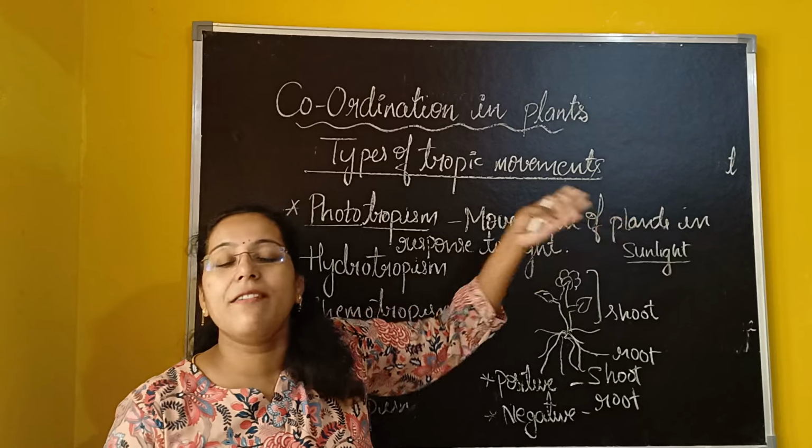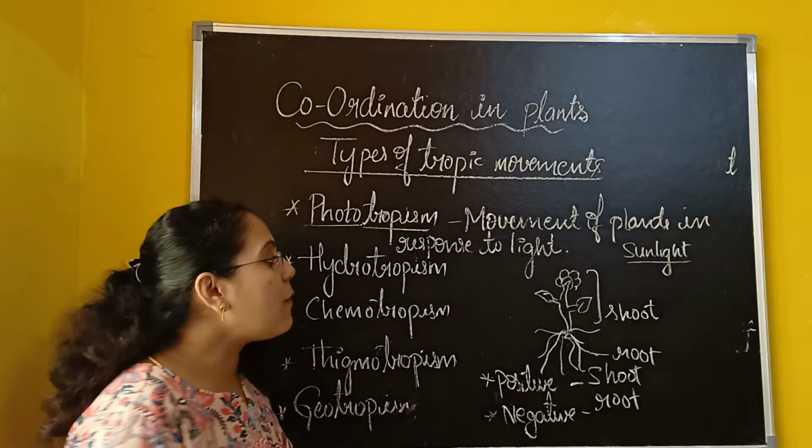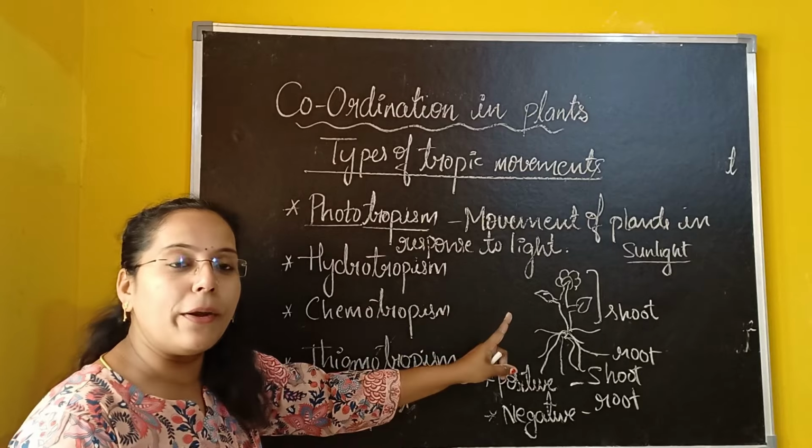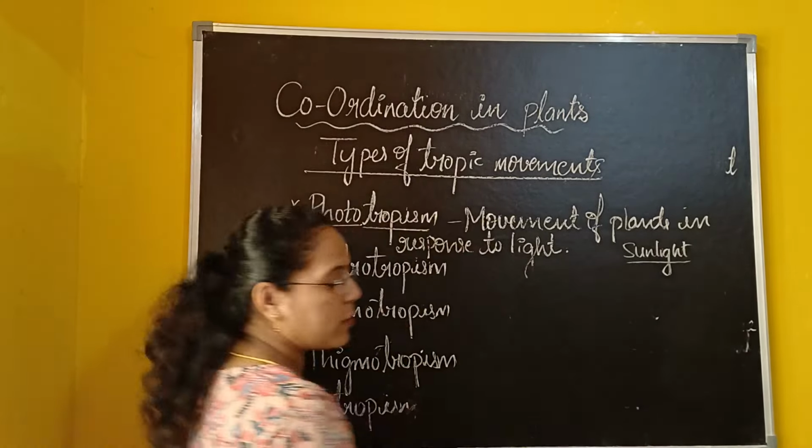Shoot is positive and root is negative. I hope you are clear with this. So let me now explain the next. I think you all have copied down. You copied this, right? So now I am removing this once again. Let me go for the next now.